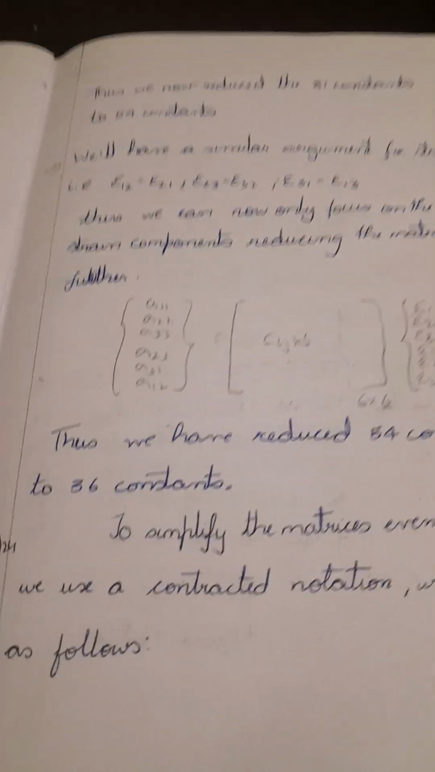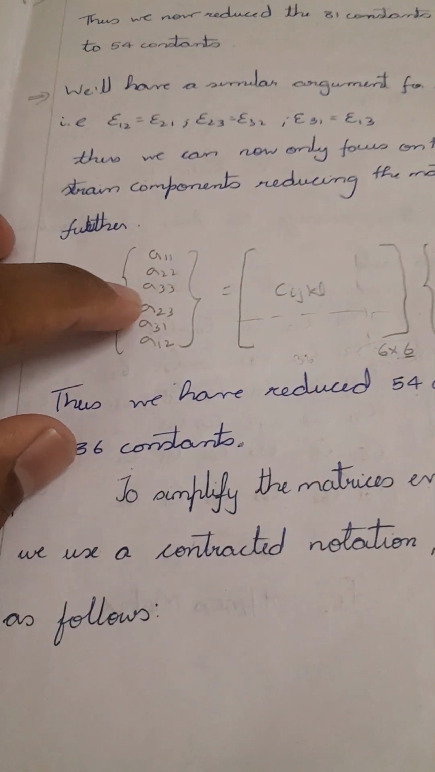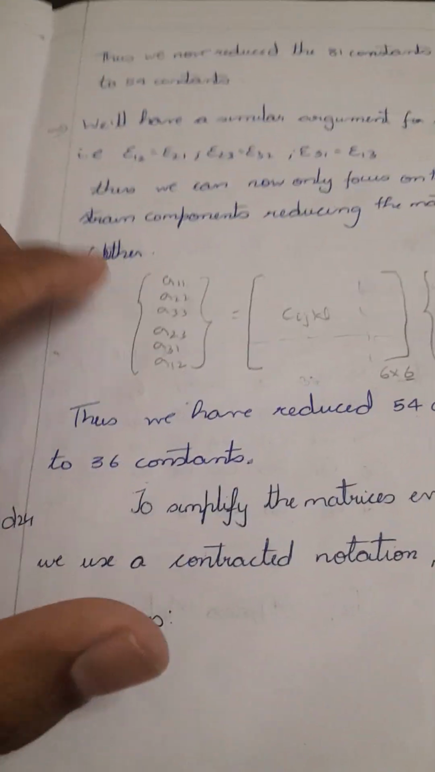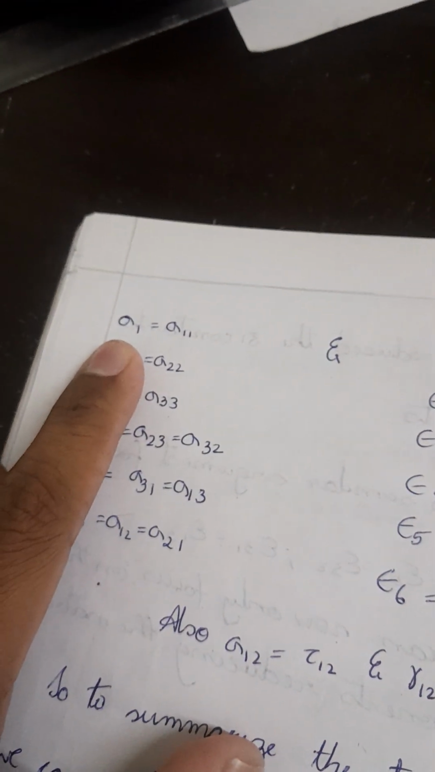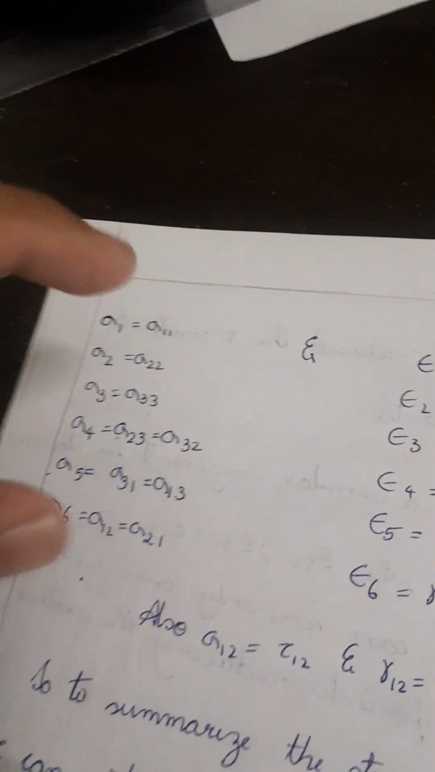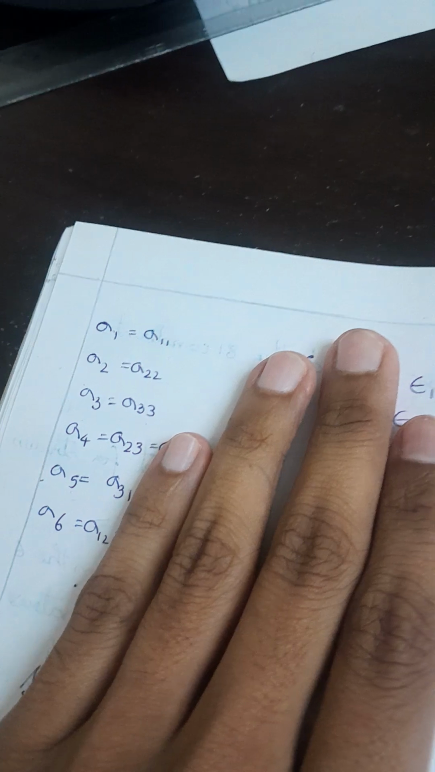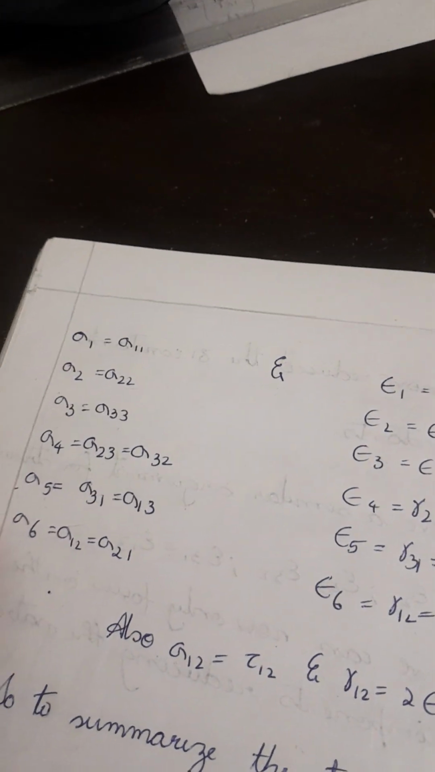For our further convenience, we would be analyzing, like, taking 1 1, 2 2, 3 3. All this is a little tricky, so we use a contracted notation. Contracted notation means nothing but, instead of writing 1 1, I just write 1. Sigma 1 is nothing but sigma 1 1. Sigma 2 is nothing but sigma 2 2, and these are the contracted notation terms. So instead of representing it with these terms, I use a single number to notate these terms. The same applies for strain.